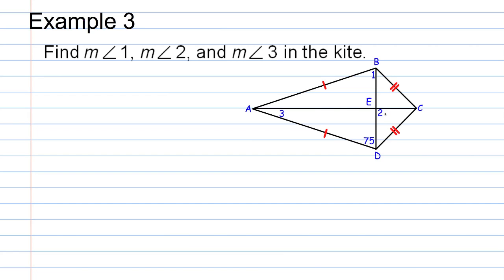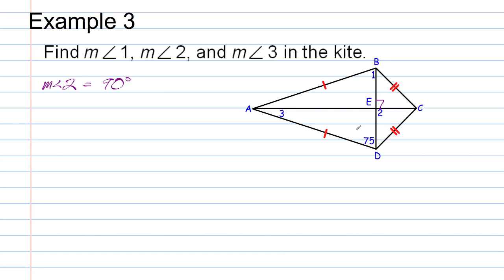I think we're going to start with the measure of angle 2 is equal to 90 degrees, and that's because of the theorem we just read previously in this video geometry lesson, that the diagonals of a kite are perpendicular.